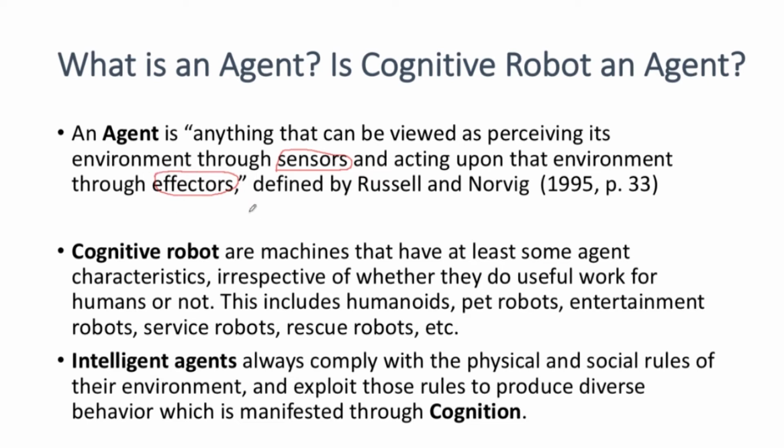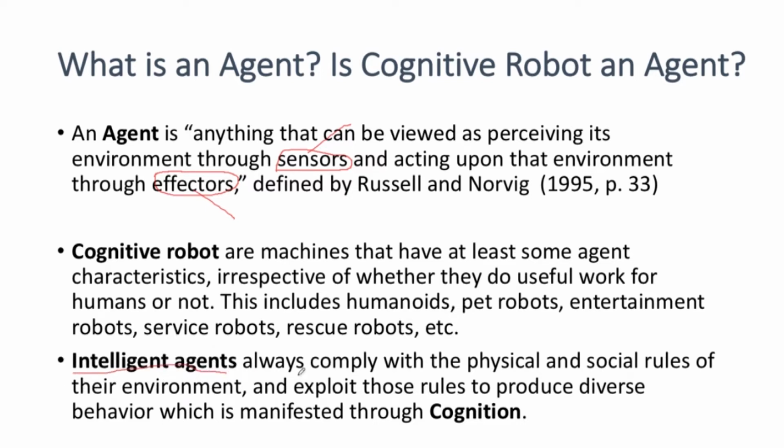When we talk about cognitive robots, we are talking about machines that have at least some agent-like characteristics, irrespective of whether they do any useful work for humans or not. This would include humanoids, pet robots, entertainment robots, service robots, rescue robots, etc. They should have some agent-like characteristics in the sense that they should have some sensors and some effectors associated with them. Now, in this same spirit, we will talk about intelligent agents.